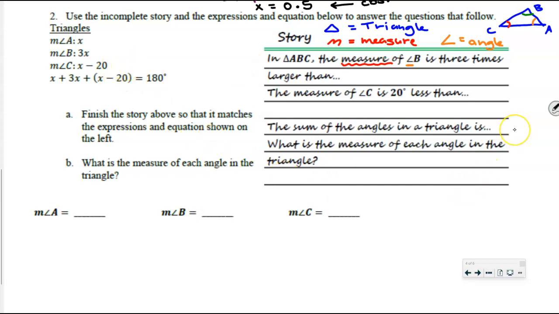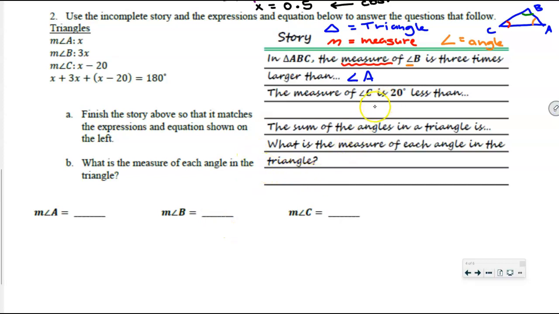What are you going to write here, Lachlan? Angle A, because when I look at angle B, it says 3x. That's 3 of the x's, which match with angle A. So, measure of angle B is 3 times larger than angle A.